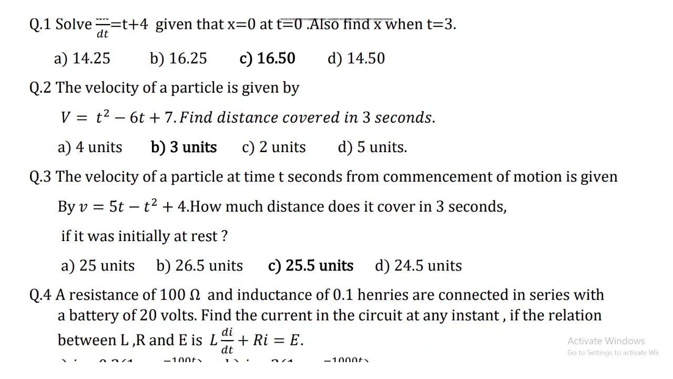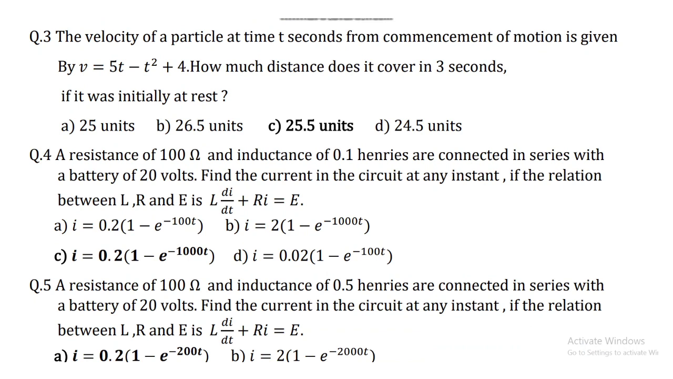The velocity of a particle at time t seconds from the commencement of motion is given by v is equal to 5t minus t square plus 4. How much distance does it cover in 3 seconds if it was initially at rest? The distance is 25.5 units.